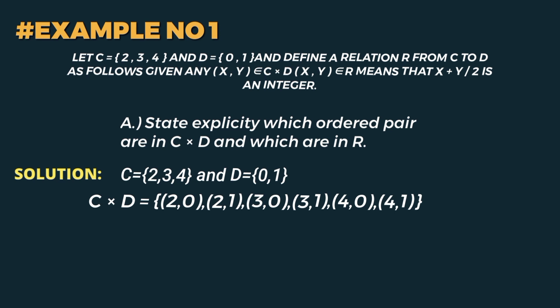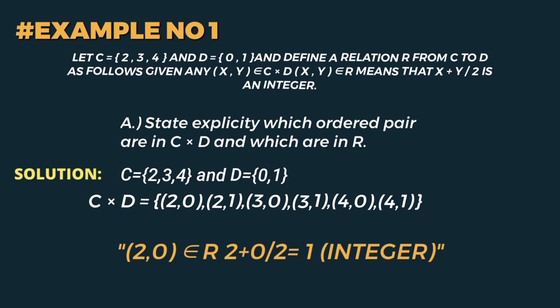What we are going to do next is to find the ordered pairs which are in R. R means the ordered pairs (x, y) such that (x + y) over 2 is an integer. By the way, for a quick recap, integers include whole numbers plus their counterparts less than 0, and 0. So let's have (2, 0). Is (2, 0) an element of R? Yes, it is an element of R since (2 + 0) over 2 equals 1, which is an integer.